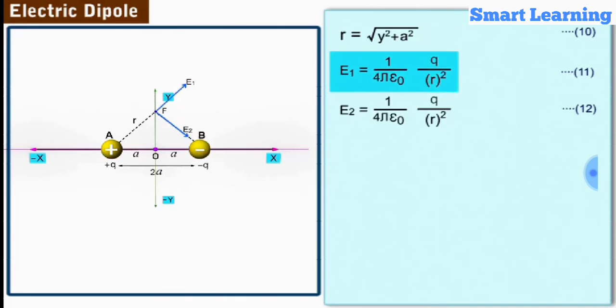We observe that the magnitude of E1 is equal to that of E2. The point F lies on the perpendicular bisector of the line joining the charges plus q and minus q. Hence, by geometry of the triangle FAB, the angle FAO is equal to the angle FBO. Let this angle be theta. Now, the angle E1FE2 is the exterior angle of the triangle FAB and hence is equal to 2 theta.